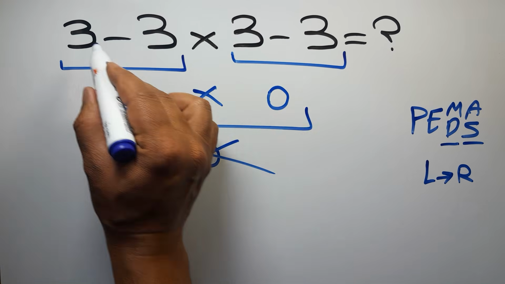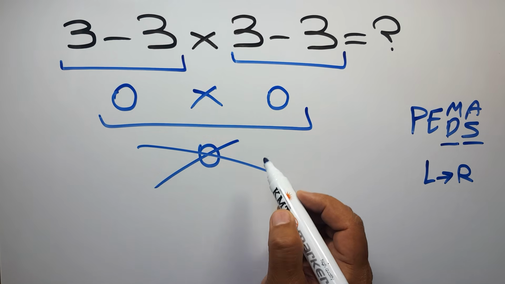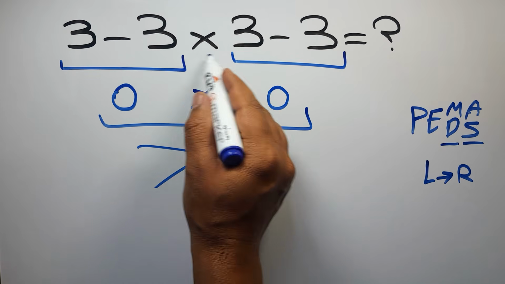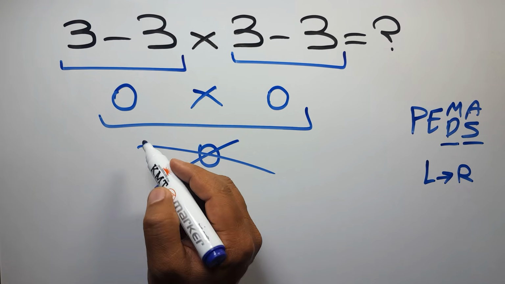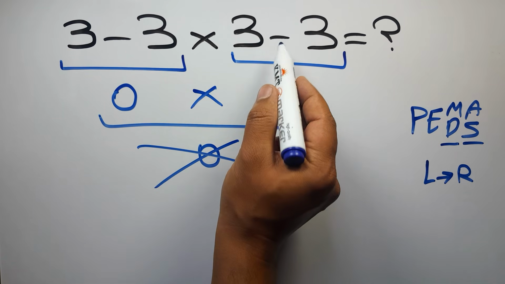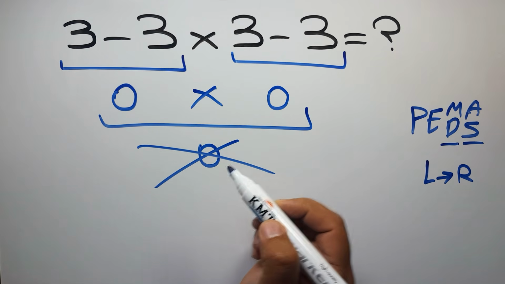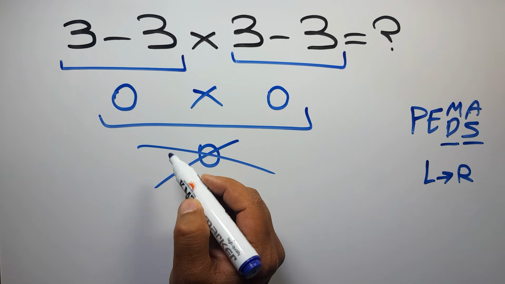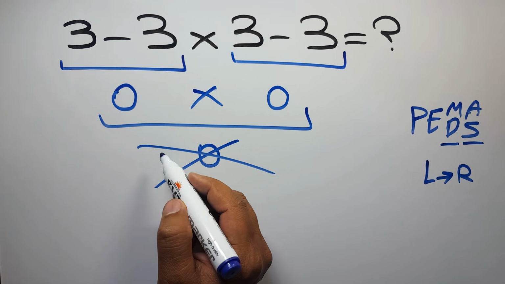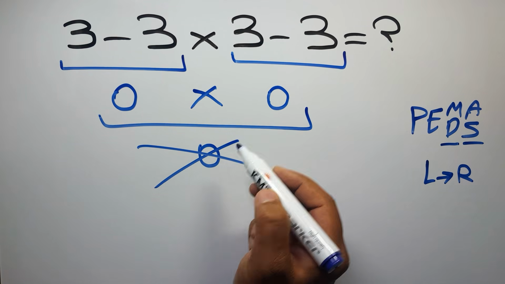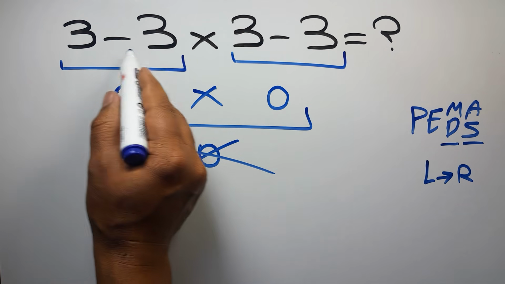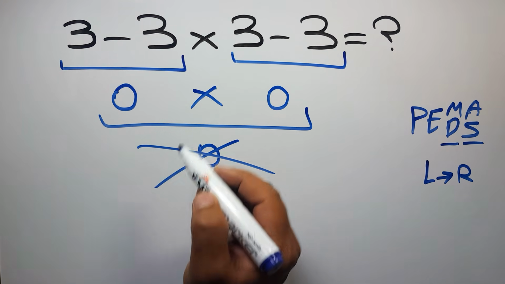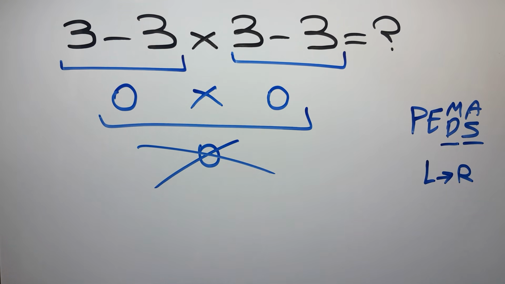In this expression we have two subtractions and one multiplication. According to PEMDAS, multiplication has higher priority than subtraction. And when we have more than one subtraction in an expression, we have to work from left to right. So here, first we have to do this multiplication, then this subtraction, and then finally this subtraction. If we do this subtraction or this subtraction before this multiplication, it is wrong.